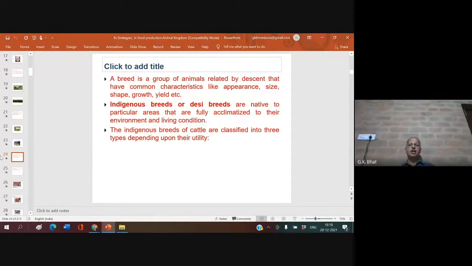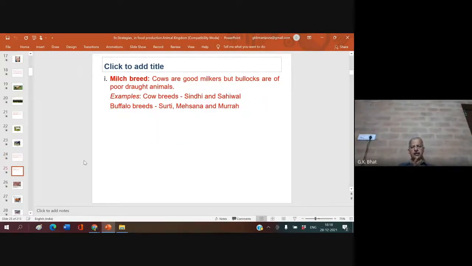Okay, right? So this is what I have said about the different breeds. Now let us look into another category. Depending upon their utilization, depending upon what a particular breed gives us, we have the following three categories of breeds. Milch breed. Milch breed is the breed where cows are good milkers. They give a very high quantity and good quality of milk. That is what we call a milch breed.